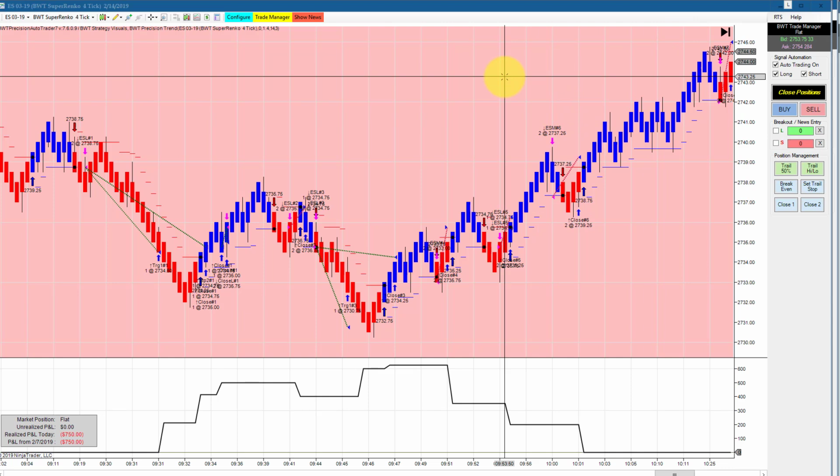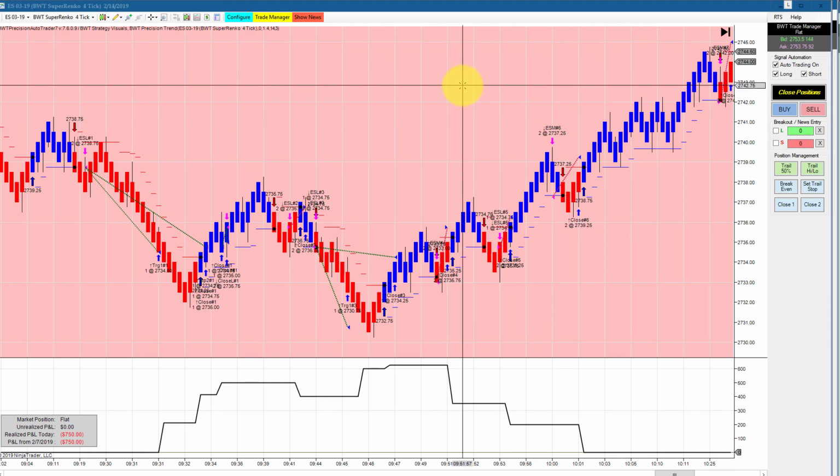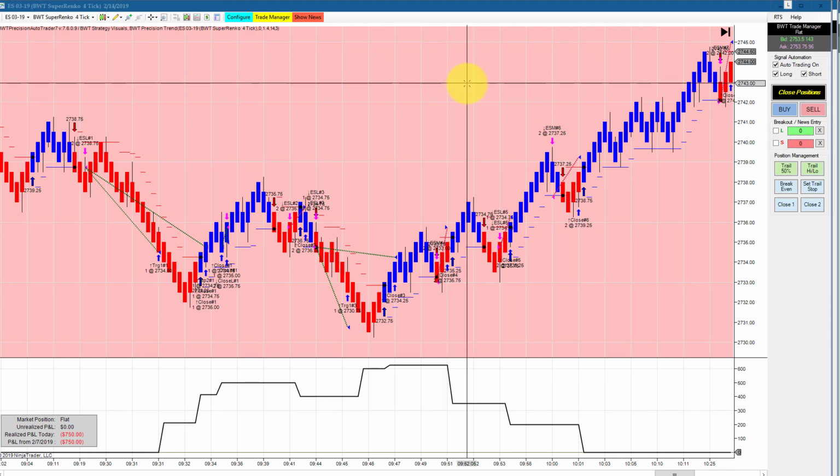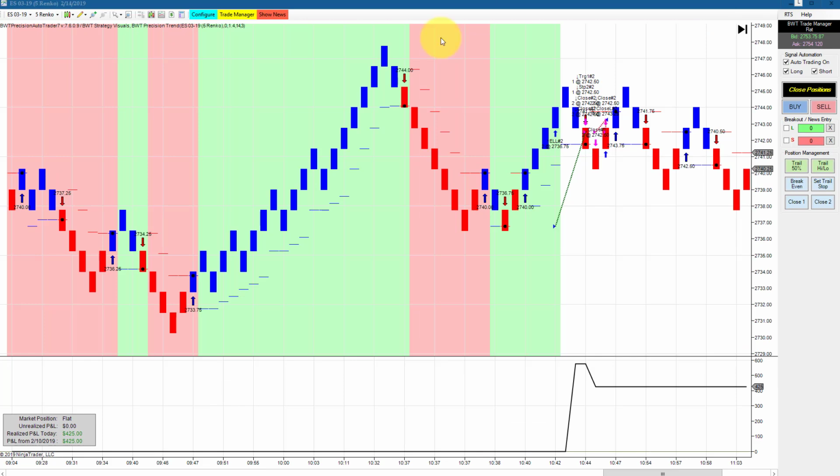So when trading live, your daily profit goal and loss limit are two of your most important considerations. And that should be decided based on the size of your account, what kind of trader you are, and what time frames you're trading as well.